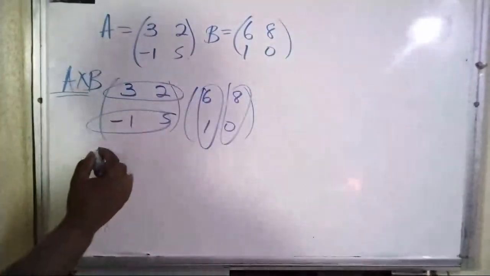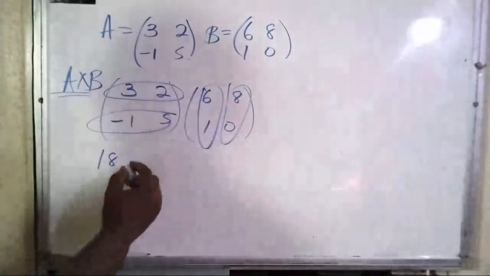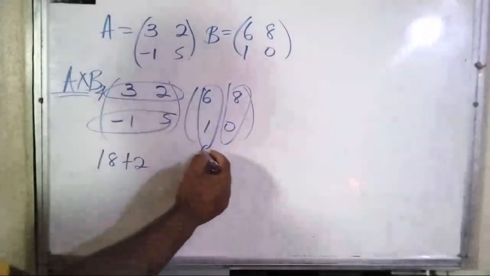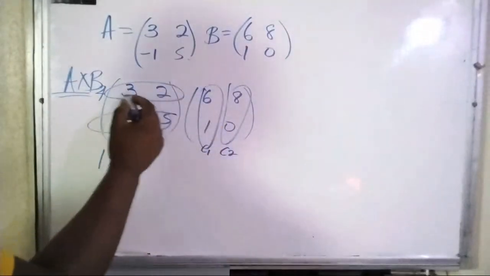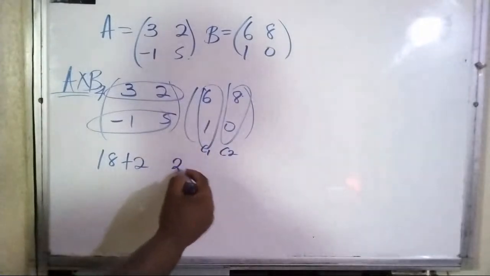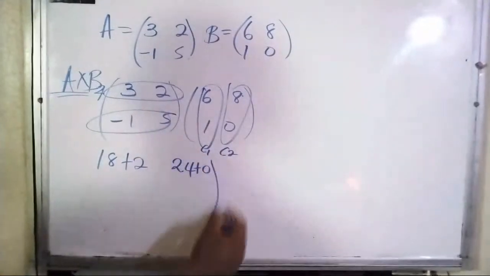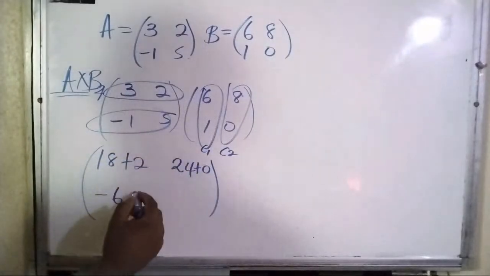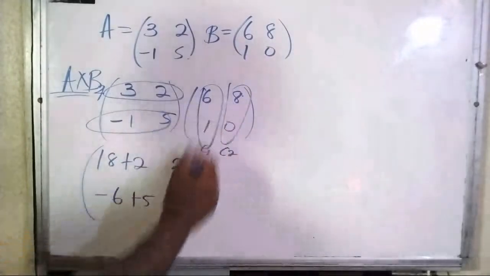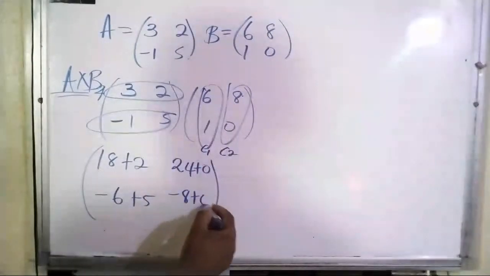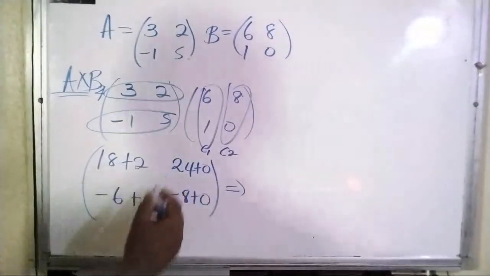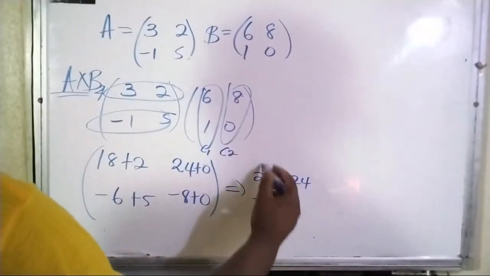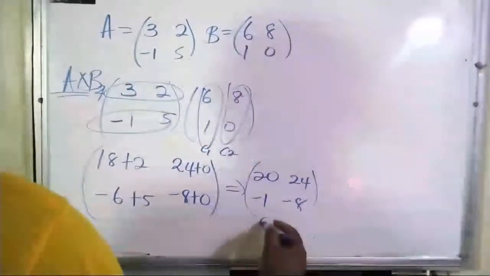Alright, so we have 3 times 6, which is 18, plus 2 times 1, 2. Remember, it's row by column. Done with row 1. On to column 2 now. 3 times 8, which is 24. 2 times 0, 0. Negative 1 times 6, negative 6. 5 times 1, 5. Negative 1 times 8, negative 8. 5 times 0, 0. We just add now: 18 plus 2, which is 20. 24. Negative 1 and negative 8.